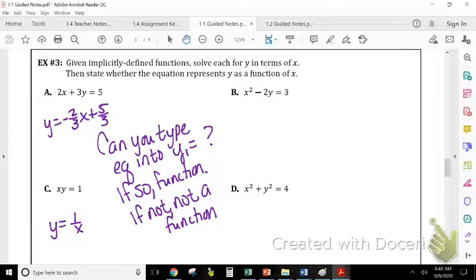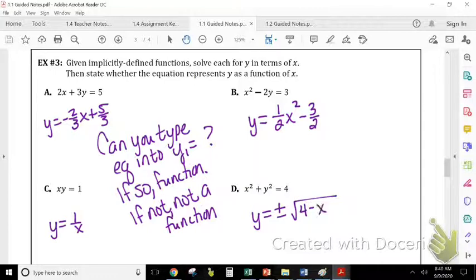On B, we had y equals 1/2 x squared minus 3/2, I believe. And so, yeah, we could type that into y1 as well. But on D, we had that y was equal to plus or minus the square root of 4 minus x squared. Can I type that into y1?